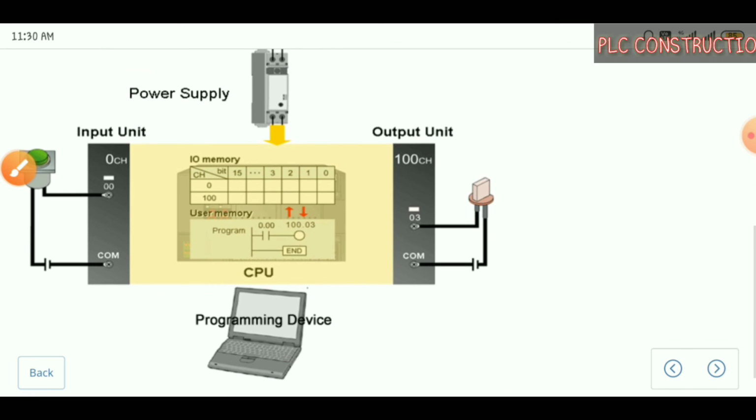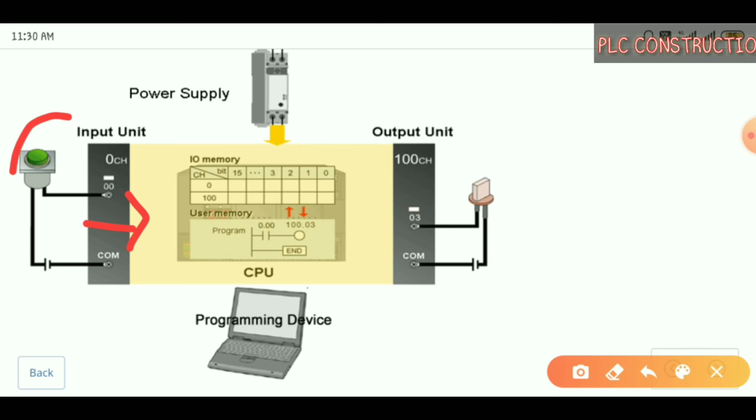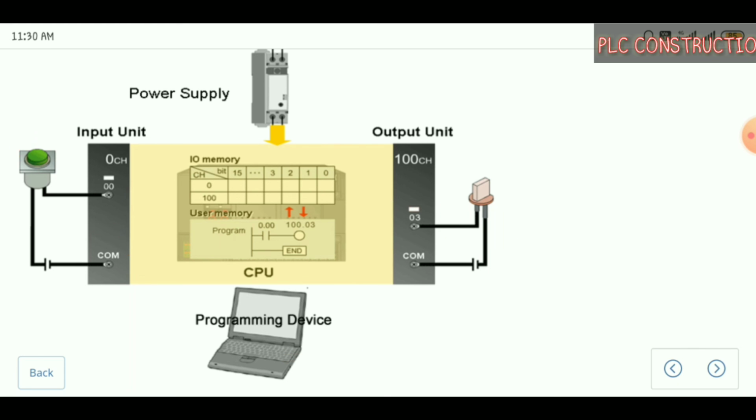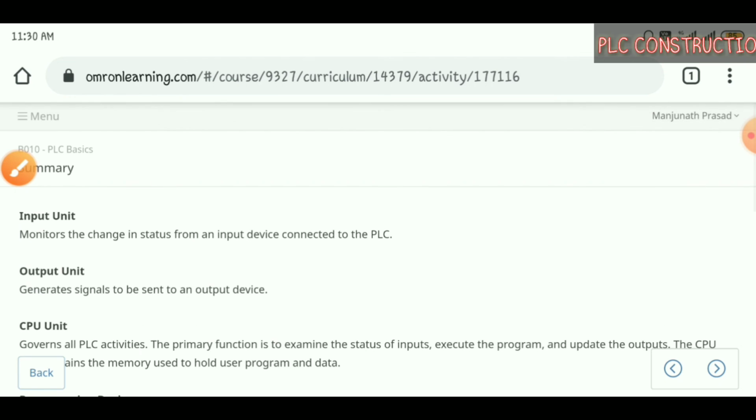Here is the basic diagram. You can easily see the input device is connected, power supply is given to the CPU unit, the programming device is at the bottom, and there is the output device. From here we give the input to the CPU, with the power supply unit, programming device and output device. According to the CPU output, it will give the output. So these are the basic things in the construction of a PLC.